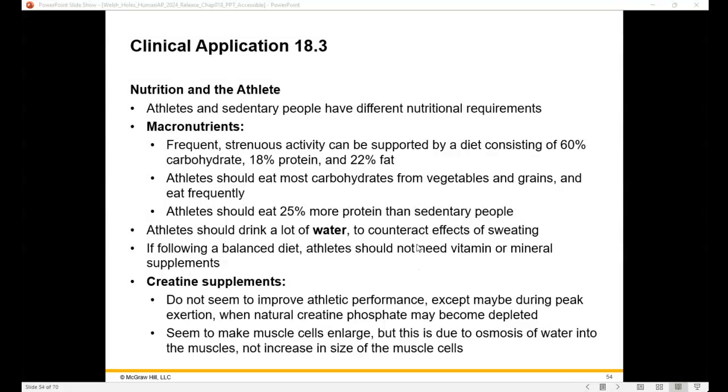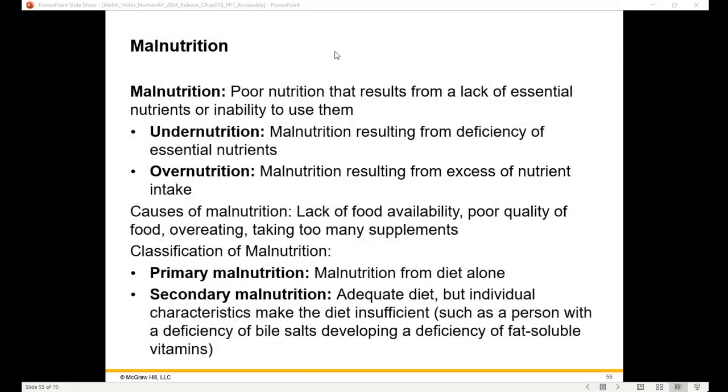Athletes should also drink a lot more water to counteract the effects of sweating. If you're following a balanced diet, athletes should not need vitamin or mineral supplements. Creatine supplements do not seem to improve athletic performance, except maybe during peak exertion when natural creatine phosphate may become depleted. They seem to make muscle cells enlarge, but this is due to osmosis of water into the muscles, not an increase in size of the muscle cells.